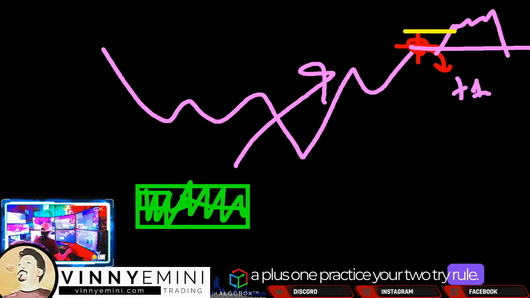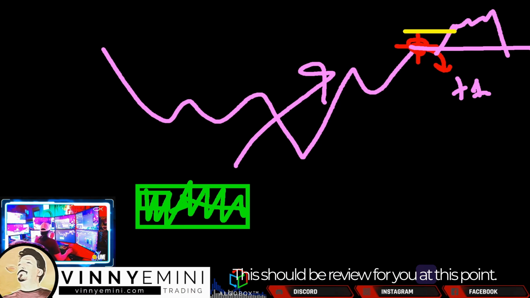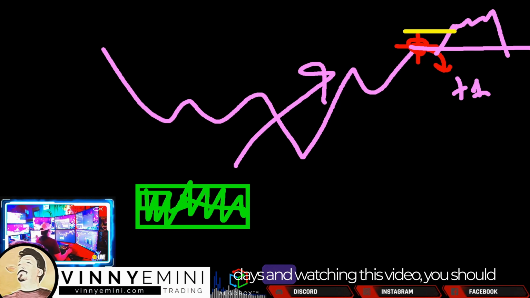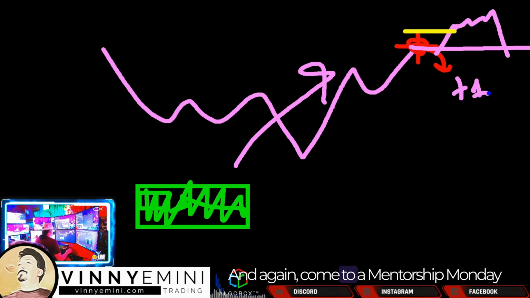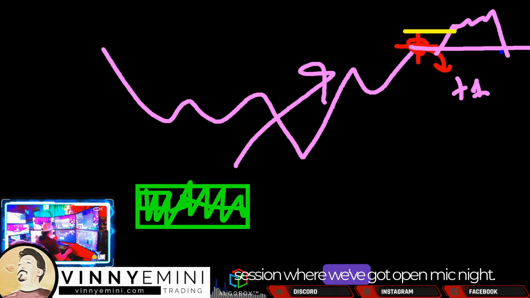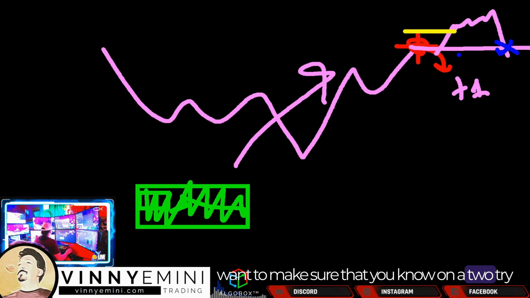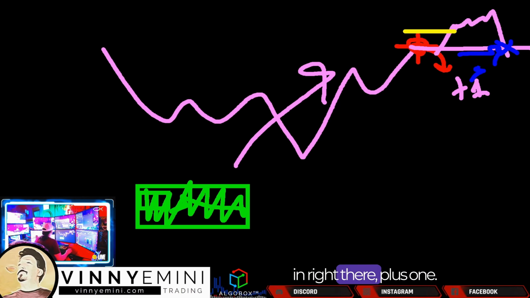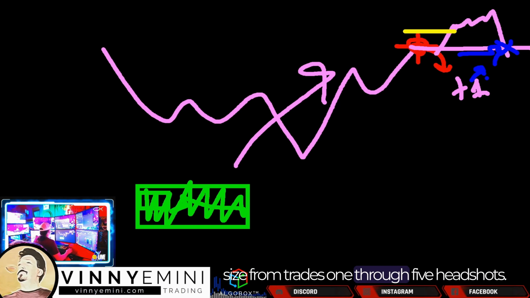Practice your 2-try rule. If you don't know what I'm talking about right now, go back and watch those videos. This should be review for you at this point. If you're getting into the middle 40 days and watching this video, you should know exactly what I'm talking about. If you don't, ask yourself why. And again, come to a Mentorship Monday session where we've got open mic night. You can come and ask me the questions, but you will want to make sure that you know on a 2-try rule, for instance, you're entering in right there, +1. Again, +1 rule does not mean just +1 contract. It could be +1 or more, but you need to increase your contract size from trades 1 through 5.